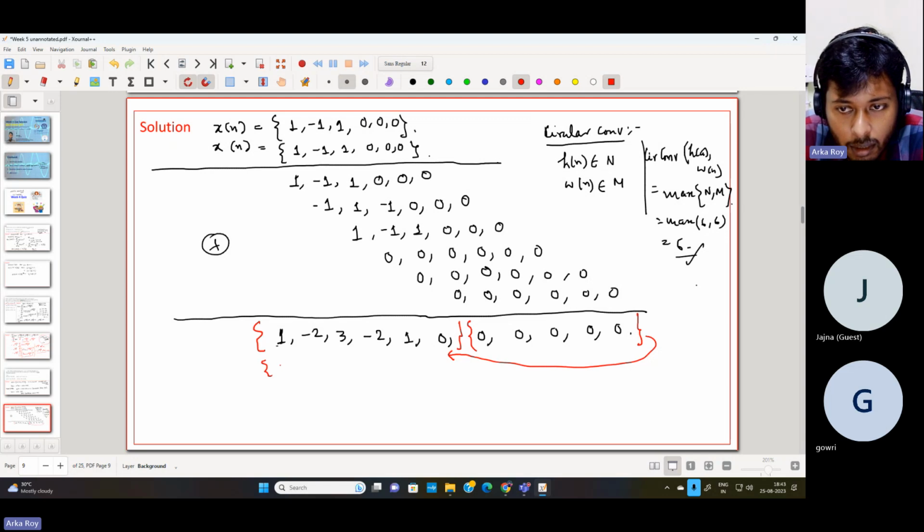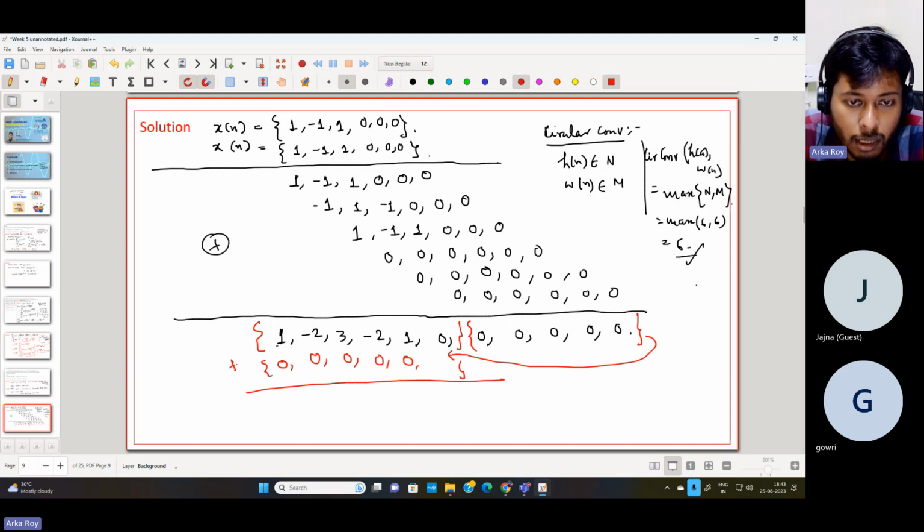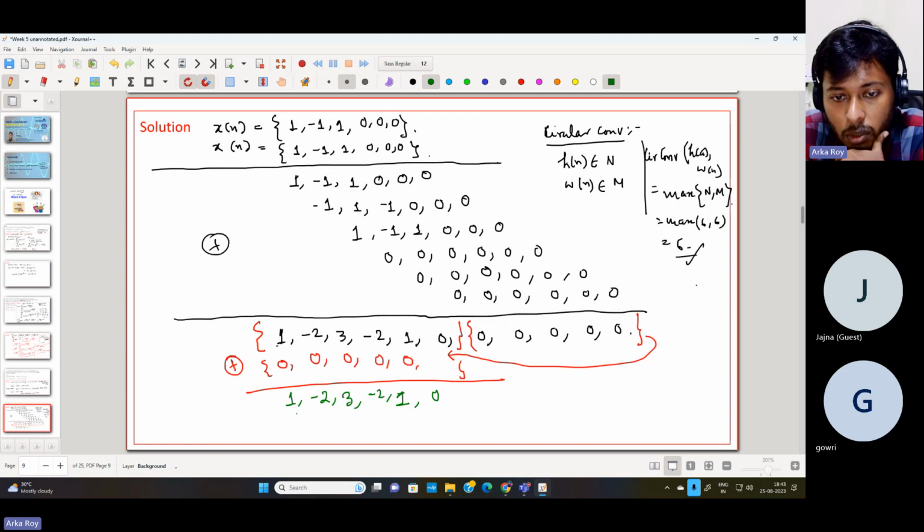So I can write it as 0, 0, 0, 0, 0. So I can see there is one sample shortage, so I will not write anything. So I will consider that there is no sample. And then what we'll do is that I will take an addition again, and I will get the final result of the circular convolution. 1, 2, minus 3, minus 2. Then sorry, this will be 1, and last element will be 0. So the final answer for this particular question is 1, minus 2, 3, minus 2, 1, 0.